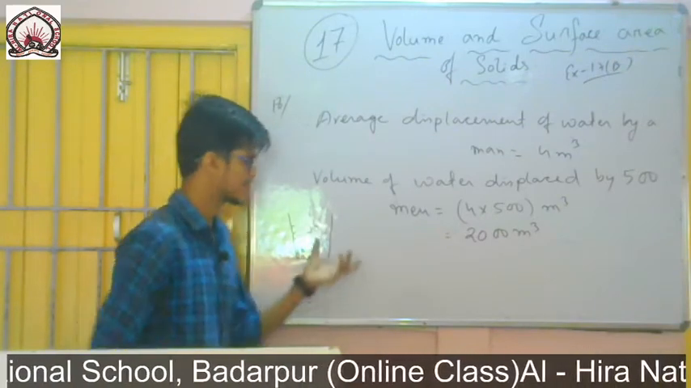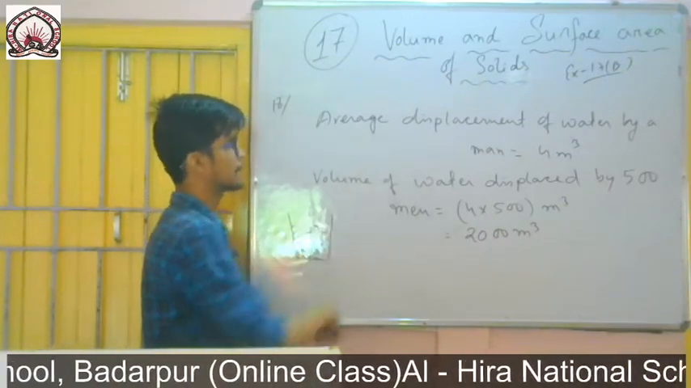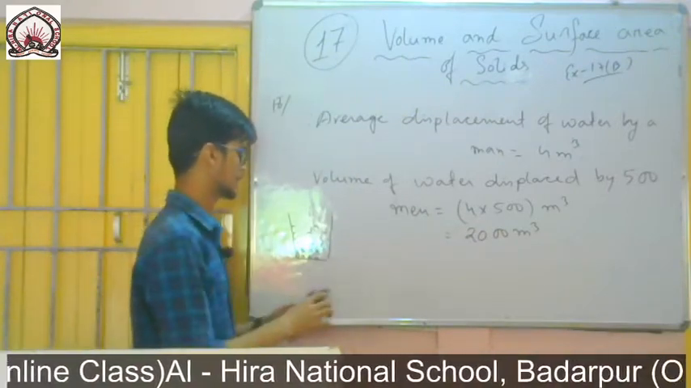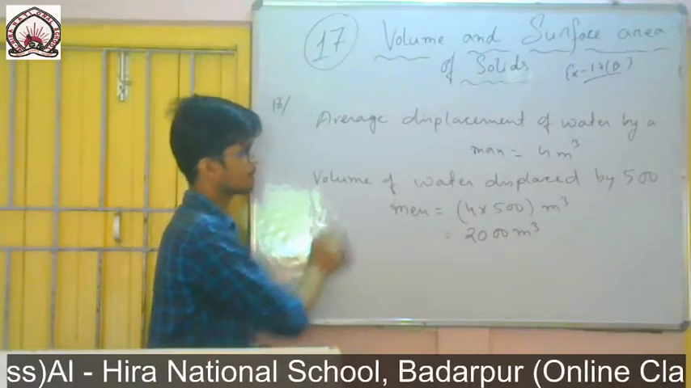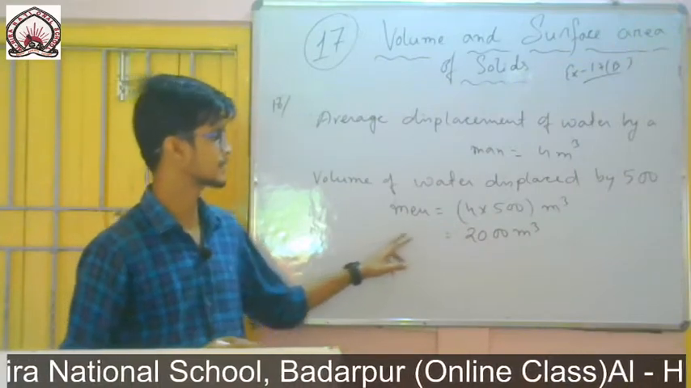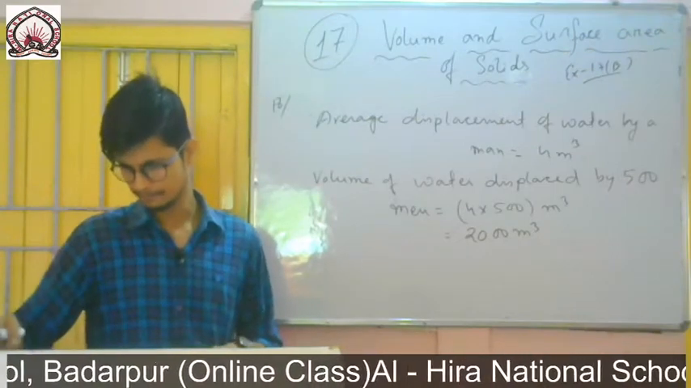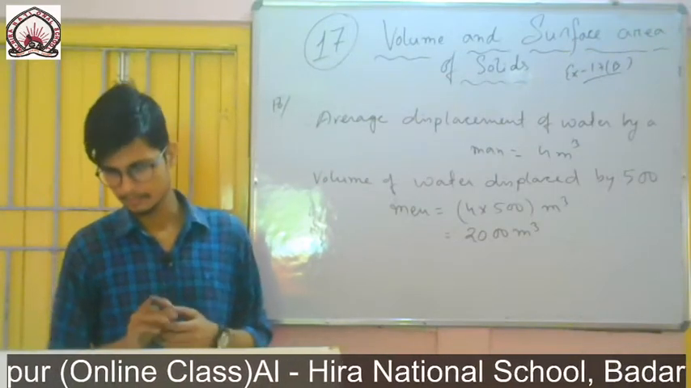There was a story. The same thing. When the person jumps into the tank, the water level will start to rise. Same thing is happening here. So the volume of water displaced by 500 men is equal to 4 into 500, which is equal to 2000 meter cube.